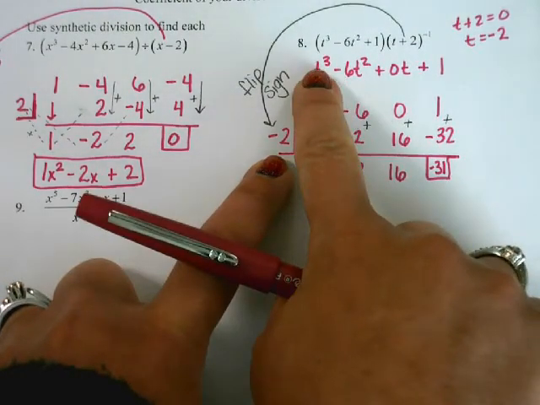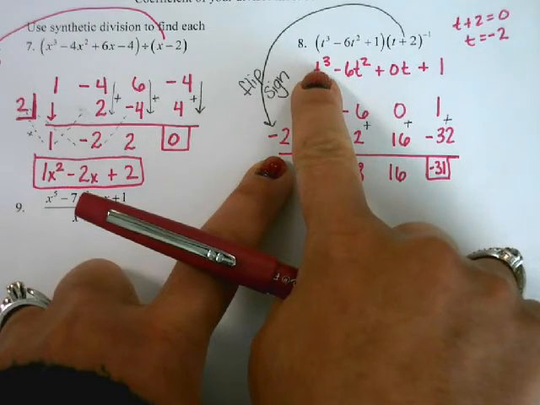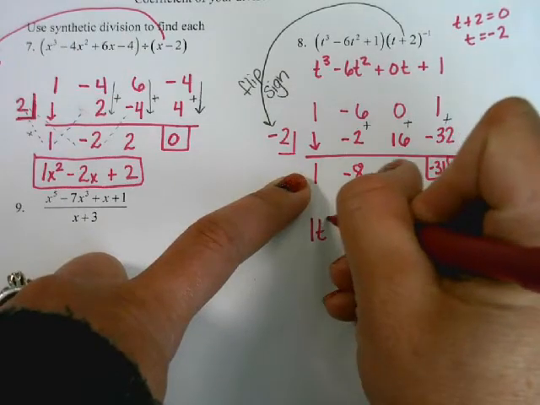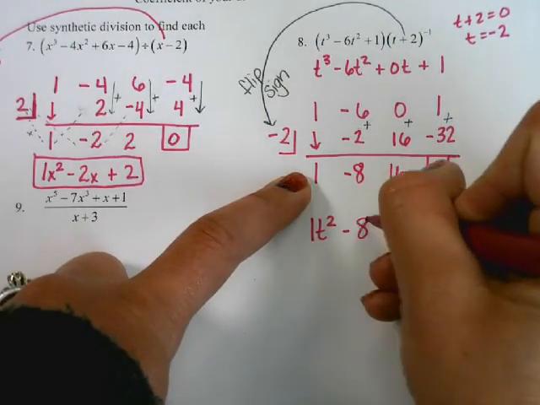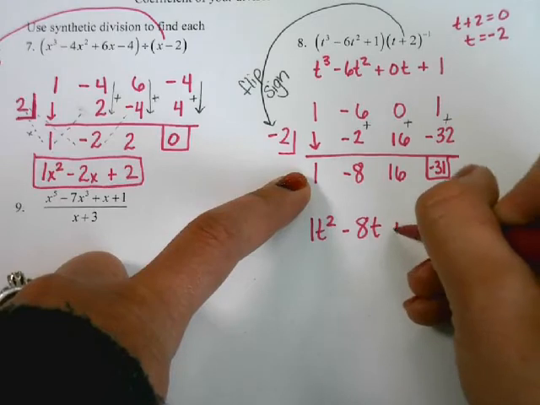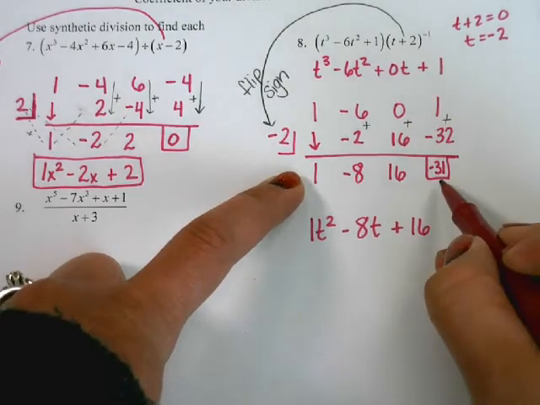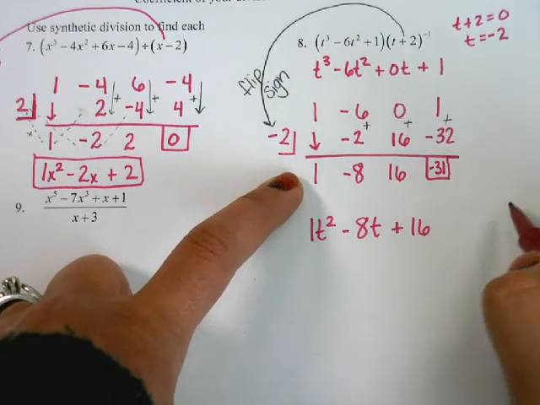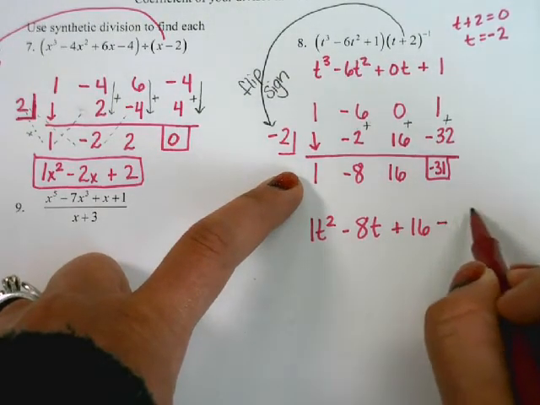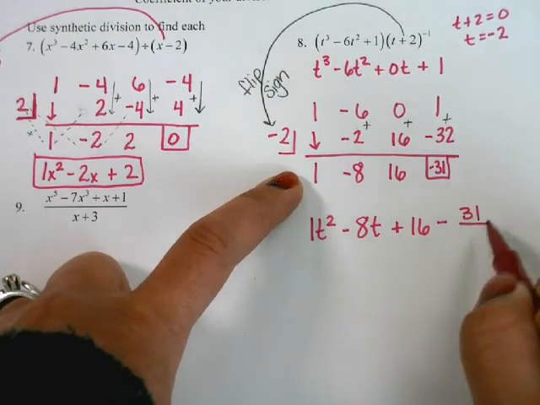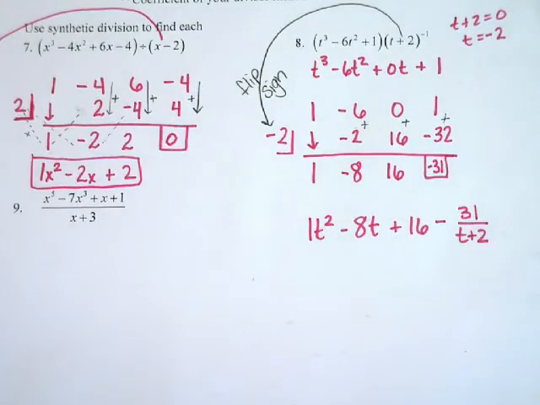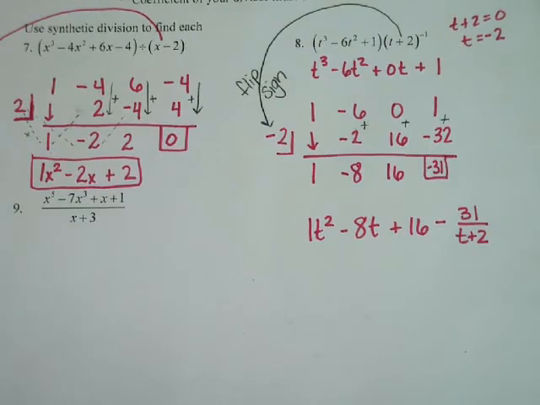Okay, so I started out with a t to the third. What's my answer going to have? T to the second. And I'm going to use these guys as my coefficients. So 1, t to the second, minus 8, drop it another t, plus 16. Now, this guy's a negative 31. So there's two ways you can do it. You can say plus a negative 31, or you can say minus 31 divided by t plus 2. So we're going to write the remainder the same way that we do it with long division.